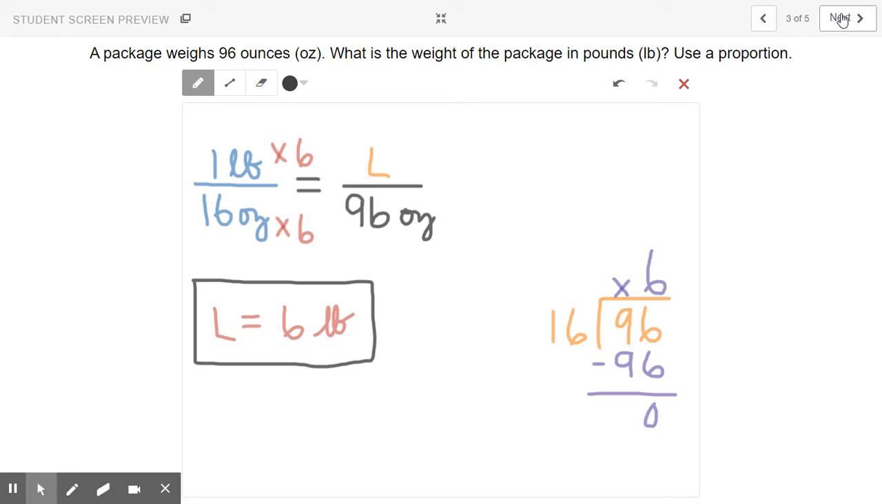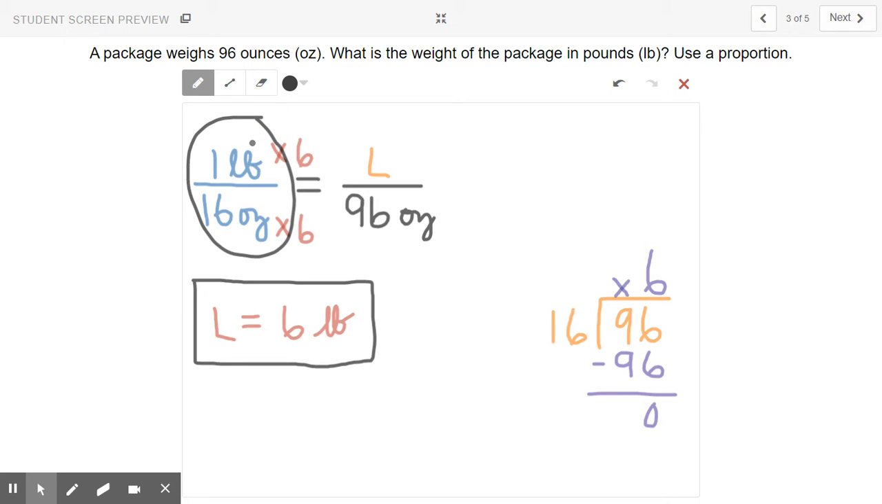So this question: a package weighs 96 ounces. What is the weight of the package in pounds? Use a proportion. So we know proportion means two ratios or rates that equal each other. We take the relationship of pounds and ounces because the word problem is comparing pounds and ounces. We know that 1 pound is 16 ounces. So if you look at my work, I put that information on top of each other like that, the relationship of pounds to ounces.